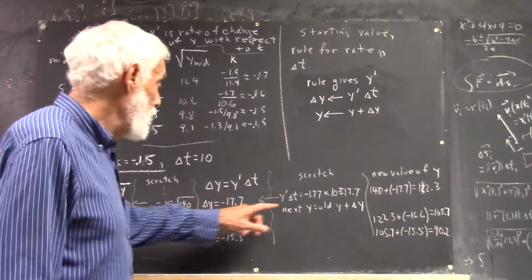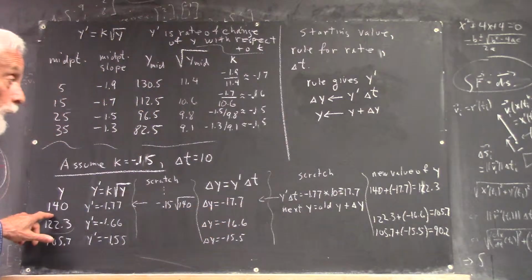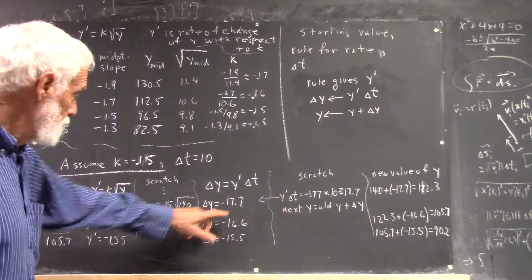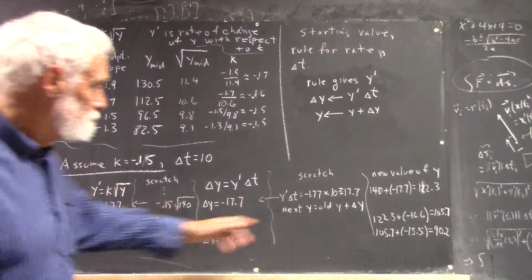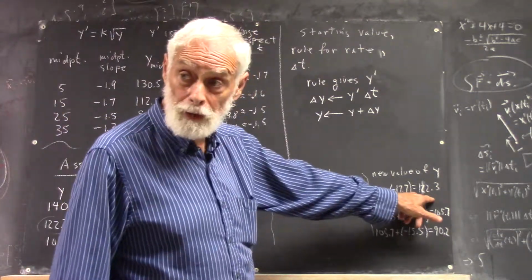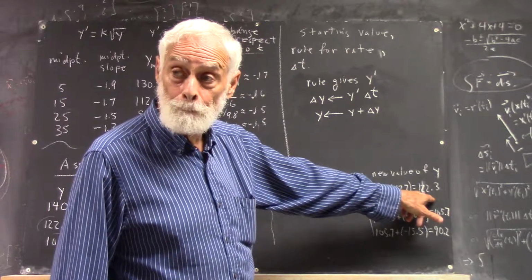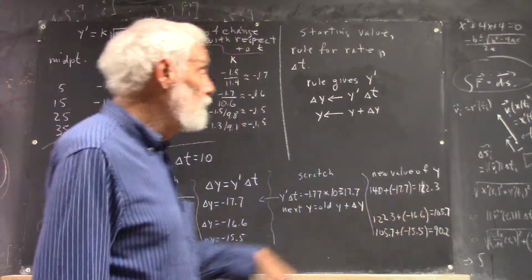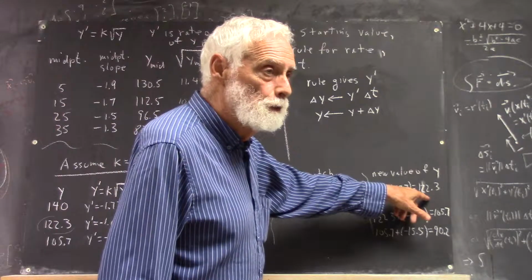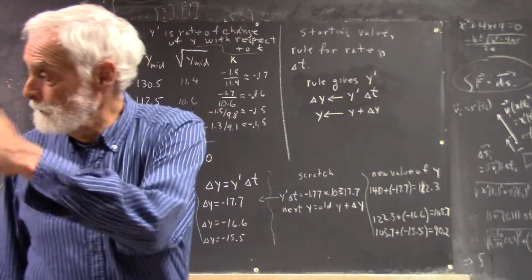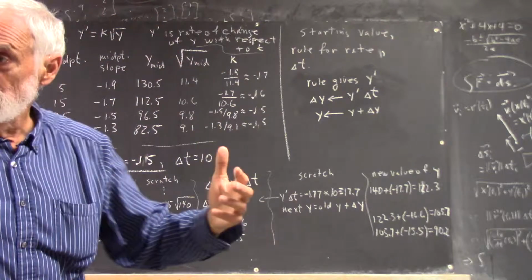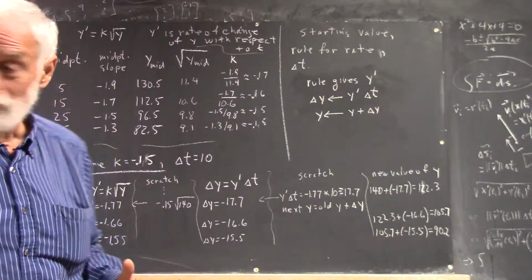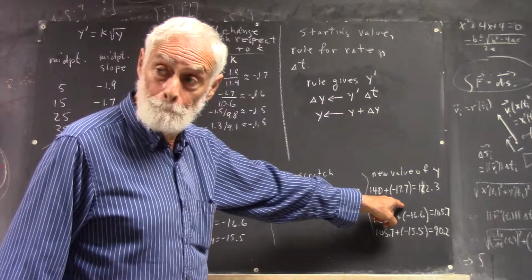Then, if we add that change to the original y, we're adding negative 17.7 to 140. We get 140 plus negative 17.7, 122.3. Okay? So now, that's our predicted value of y. Now, I don't have the graph up there, but the actual value of y for this function at t equals 10 is 121. So we're off by a little, right?